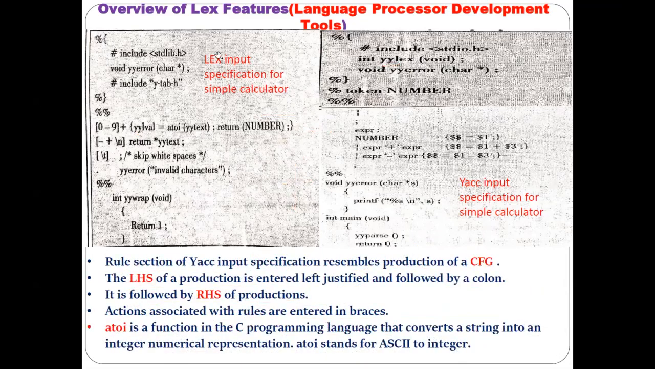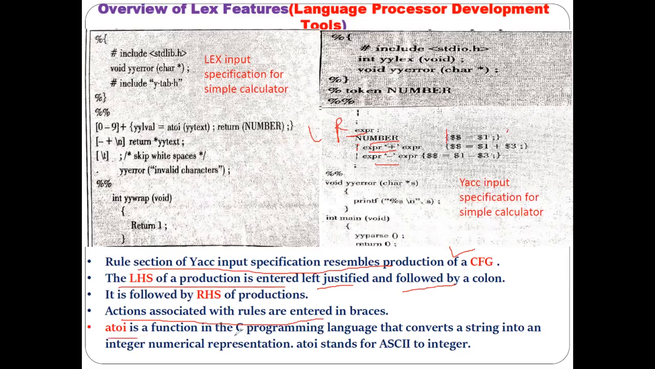Then the rule section of the Yak input specification consists of the productions of the context free grammar, the left hand side and the right hand side. This is the left hand side, and this is the right hand side, as you can see here. The left hand side of the production is entered left justified, followed by a colon. After the left hand side, you have to mention the colon. And the actions associated with the rules are entered in braces. So here the actions are mentioned in curly braces.